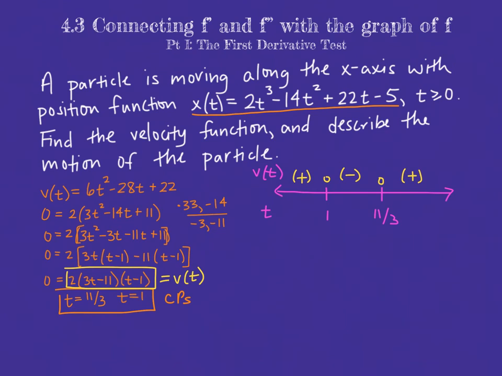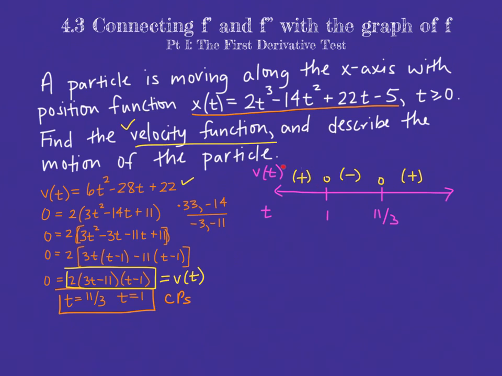Then we've already found the velocity function, it's right here. But now we want to describe the motion of the particle. Describing the motion of the particle means sort of like what increasing and decreasing meant in the other functions. When the velocity is positive, that means our position function is increasing. On an x-axis, you can only go 2 directions, left and right. If it was a y-axis, it'd be up and down. And to the right means positive because the numbers on the x-axis are increasing.